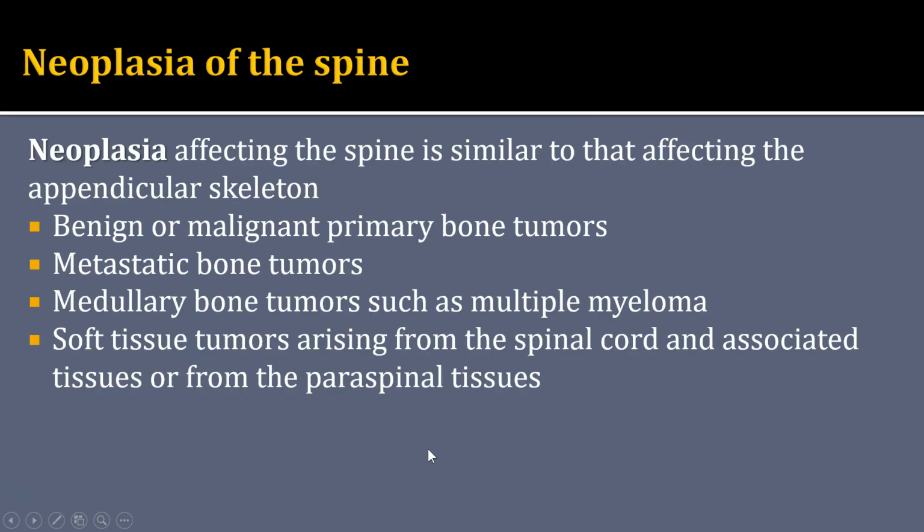Let's finish out talking about neoplasia of the spine. Neoplasia affecting the spine is very similar to that affecting the appendicular skeleton, the findings we've already talked about. And different types of tumors are going to be similar as well. We can have benign or malignant primary bone tumors. We can have metastatic bone tumors. We can have medullary bone tumors such as multiple myeloma or similar. And we can also have soft tissue tumors that arise from the spinal cord and associated tissues or from the paraspinal tissues.